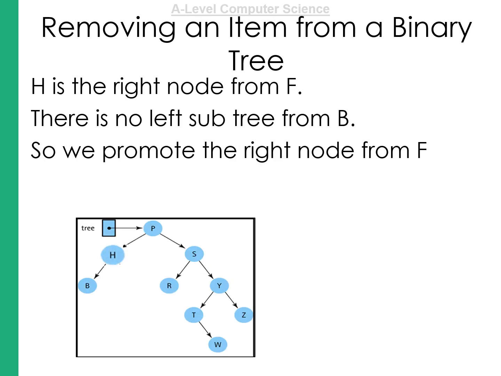So to remove the node when we've got two children, we need to check the two rules. H is the right node from F. There's no sub-left tree from B, so all we need to do in this case is promote the right node from F, which is H.